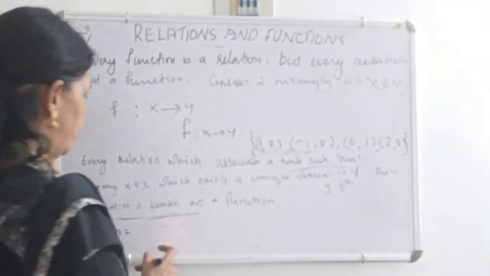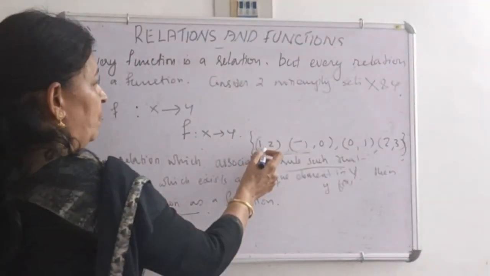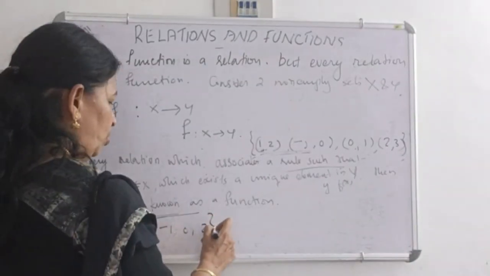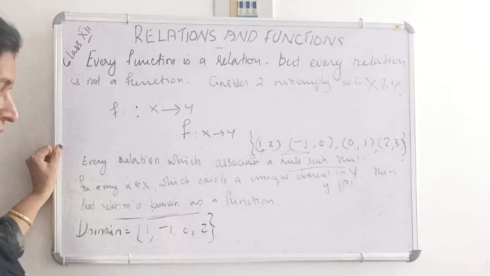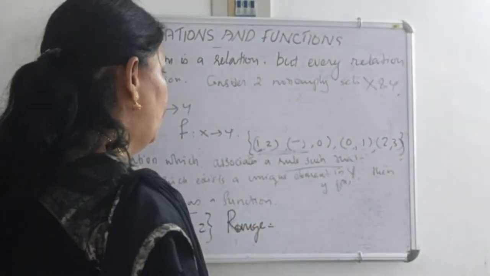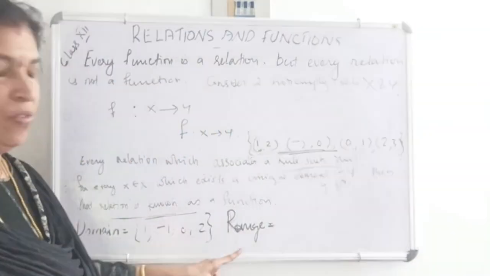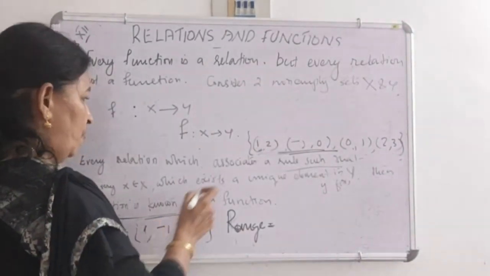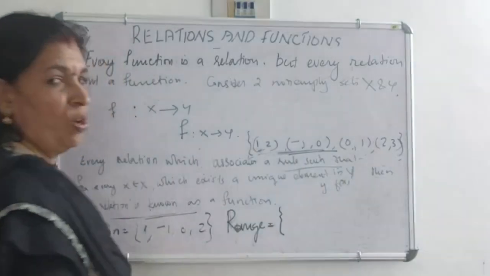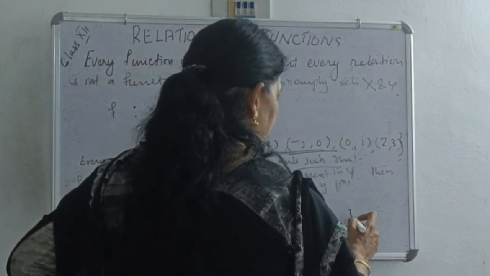The domain of this function is the set of all first elements of the ordered pairs. That is the set {1, -1, 0, 2}. Next, range. What do you mean by the range? The set of all second elements of the ordered pairs is known as the range. That is {2, 0, 1, 3}.